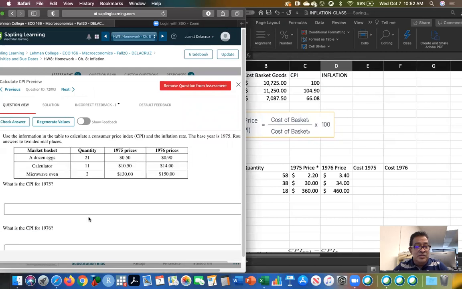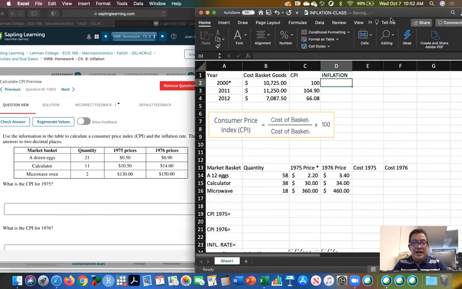And I want the question view. I don't want to give you the answers. So we have another case where we have a dozen of eggs, a calculator, and a microwave. So I changed the quantities, I changed the prices. So you can see this is different. So once again, we want to create the cost of the basket of goods, right?